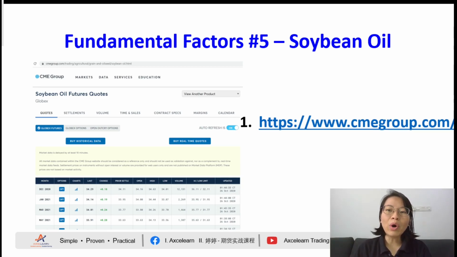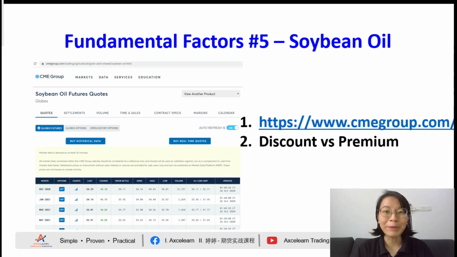Now, when it comes to soybean oil, the second part that you need to look into will be your discount and premium. Now, what does this discount and premium mean? Sometimes people tend to look at the mean reversion, meaning if sometimes the premium is getting out of the range itself, we are expecting the premium to be pulled back. And sometimes the discount, if it's way below the mean, you're expecting the discount to be pulled back. So in a way, this discount and premium is in between soybean oil and our crude palm oil.